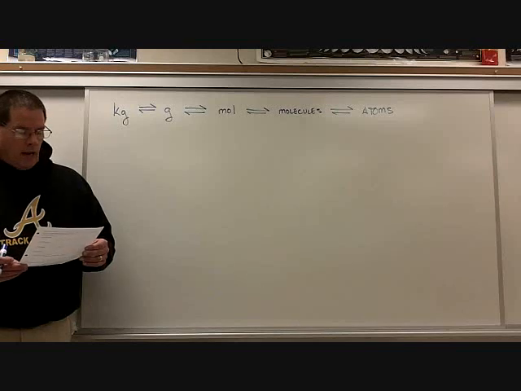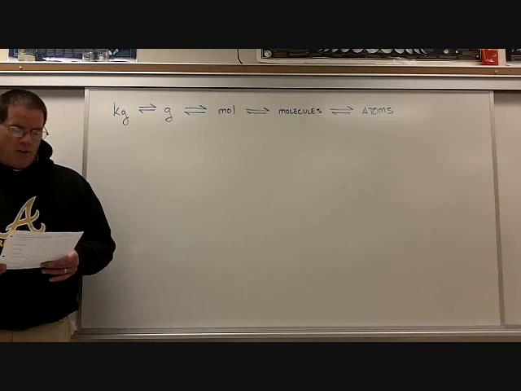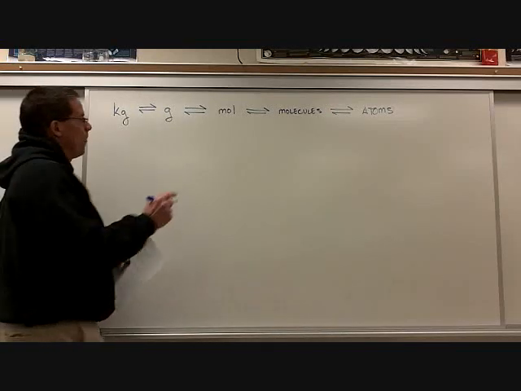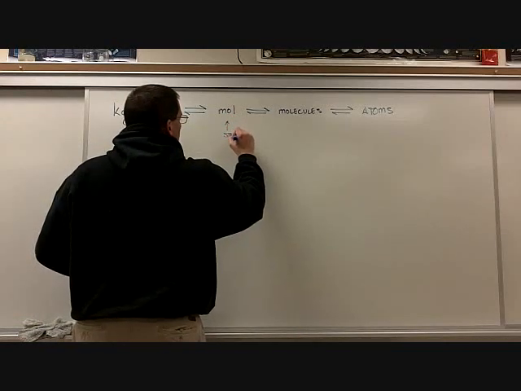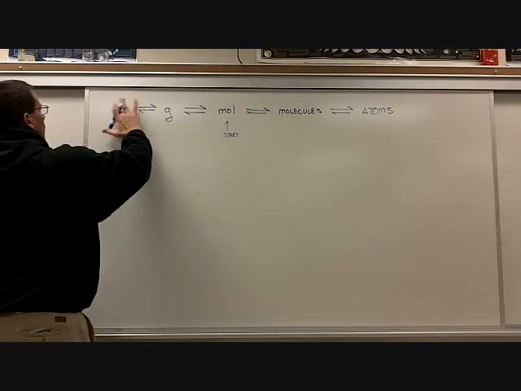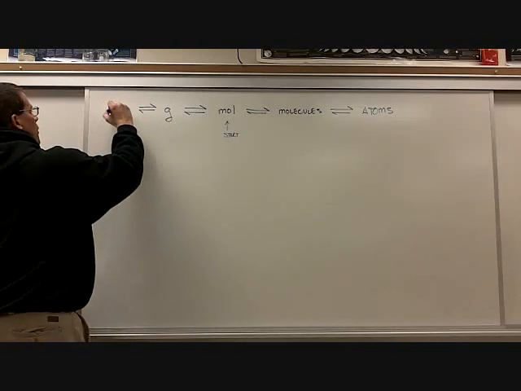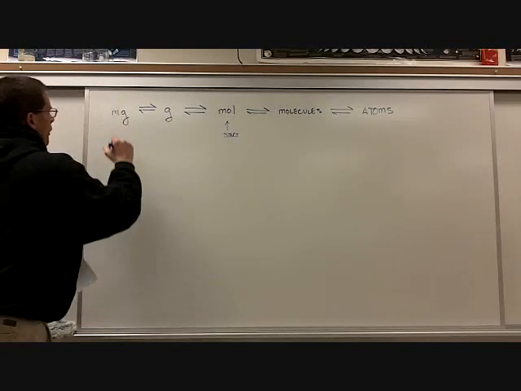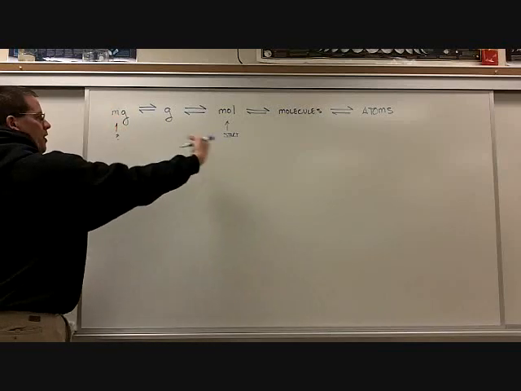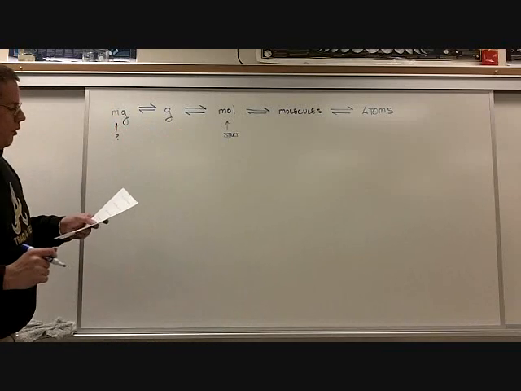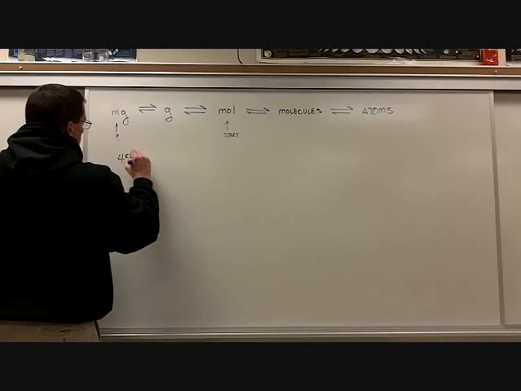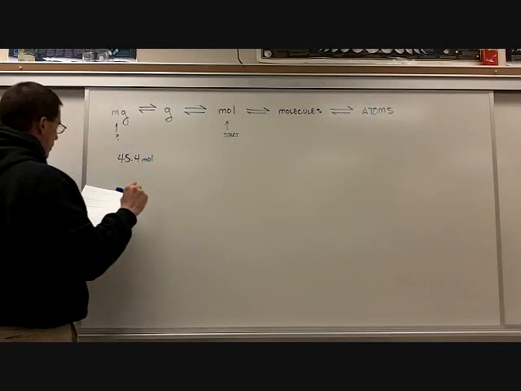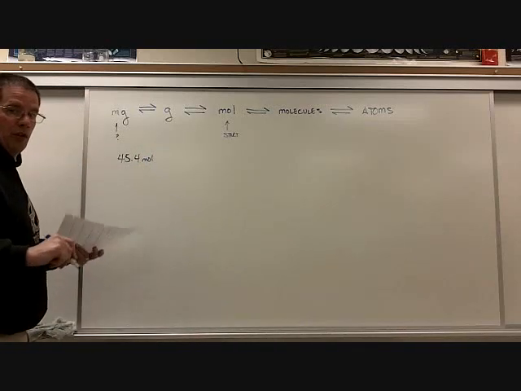Number 11. Calculate the mass in milligrams for 45.4 moles of titanium. Okay. So we're starting here, and it wants to know how many milligrams. So we're going to change that metric one to that. So this is what we're looking for. So we're moving in this direction. So we start with our 45.4 moles, and this is of titanium 3 sulfate.